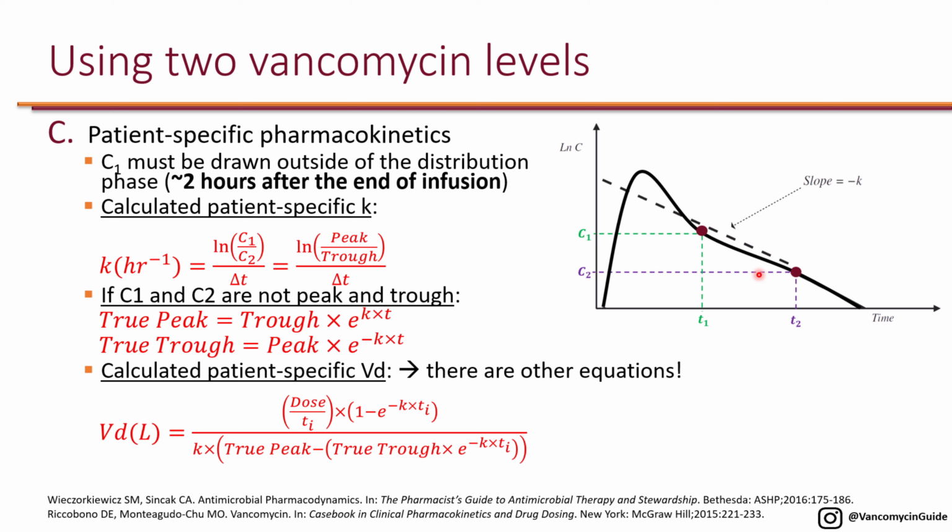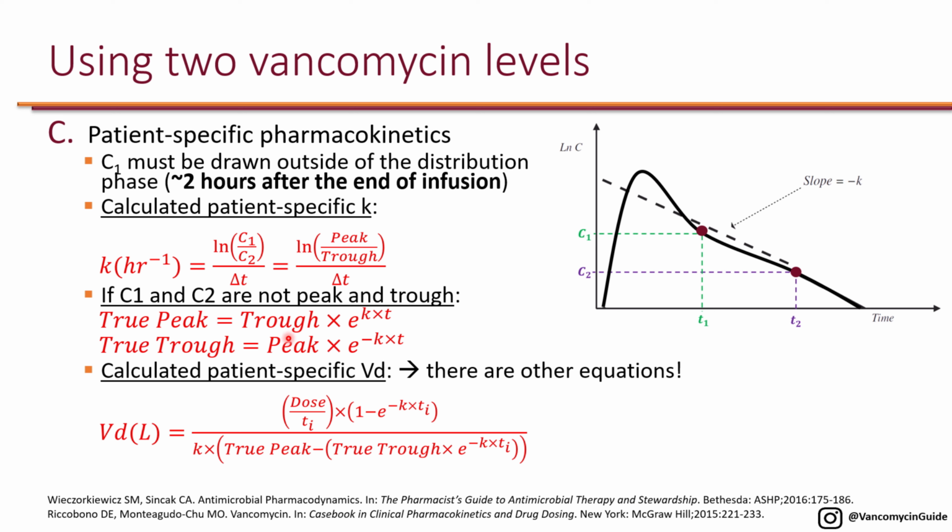so that we get the slope of the correct line. Then we use the equation from first order kinetics to calculate K, and the delta t is the time it takes from C1 to C2. So T2 minus T1 will give you delta t. And then using this individualized K, we can actually calculate the true peak, because whatever C1 we get, that's not the true peak. The true peak would be impossible to draw, because if we actually draw a level at the end of infusion, it would be inside the distribution phase.